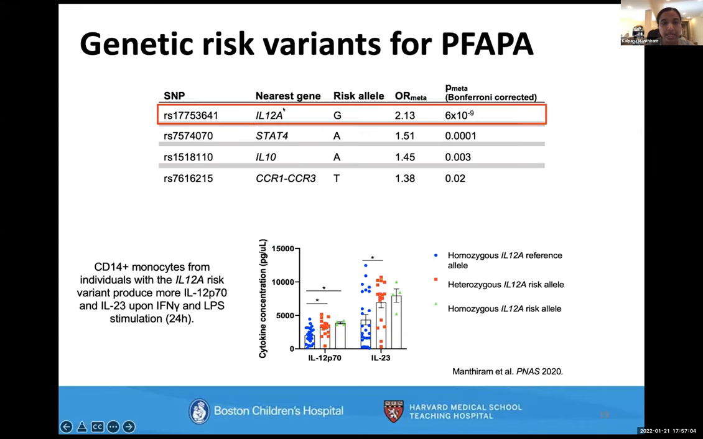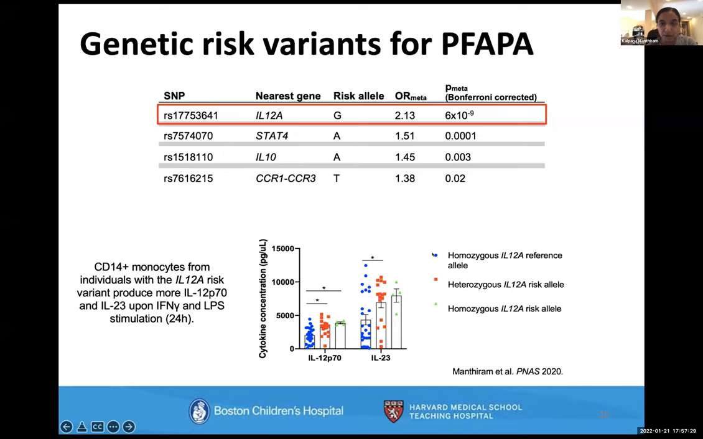We wanted to understand how this risk variant affects a person's production of IL-12. In order to do that, we recruited patients from the NIH blood bank and extracted their monocytes. We first genotyped them to determine whether they carried this risk mutation.